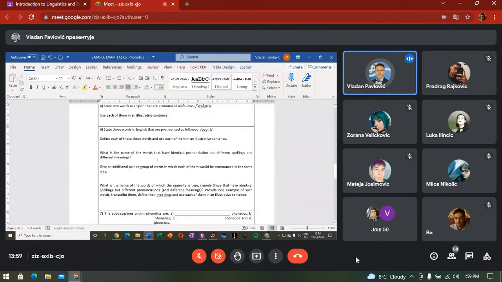What is the name of the words that have identical pronunciation but different spellings and different meanings? Pa to su homofoni. Give an additional pair of words in which each of them would be pronounced the same way. Dakle, još neki ovakav tip. Da li je to weather, weather, da li je to sol, sol, sol ili nešto tako.